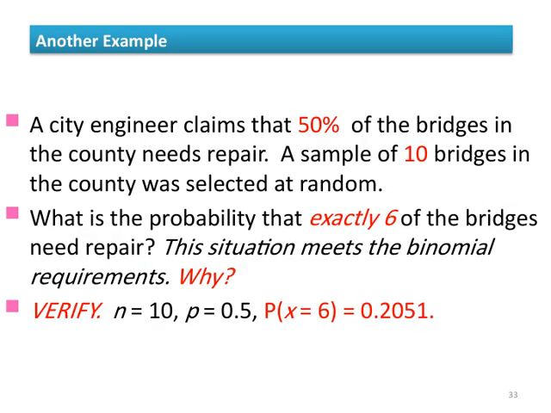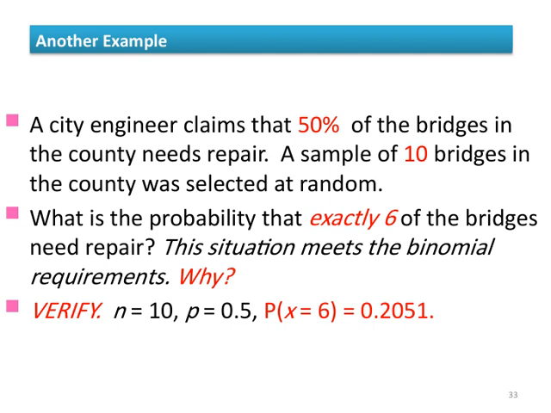Let's look at this example. Imagine a city engineer who claims that half of the bridges in the county, so 50%, need repair. Now, suppose we randomly select 10 bridges from the county. The question is, what's the probability that exactly 6 of those bridges need repair?